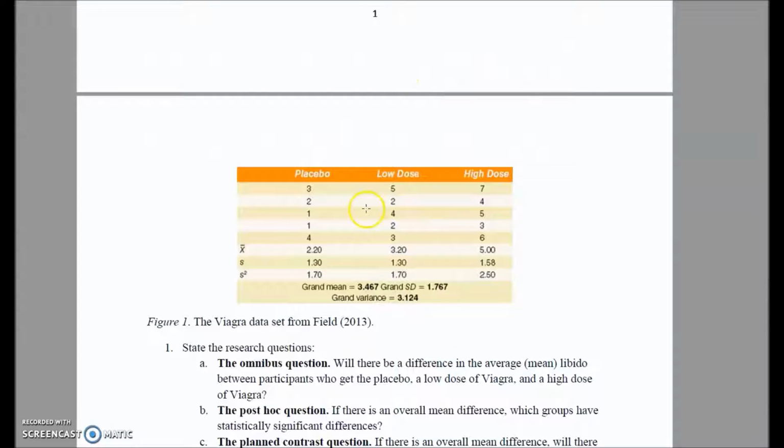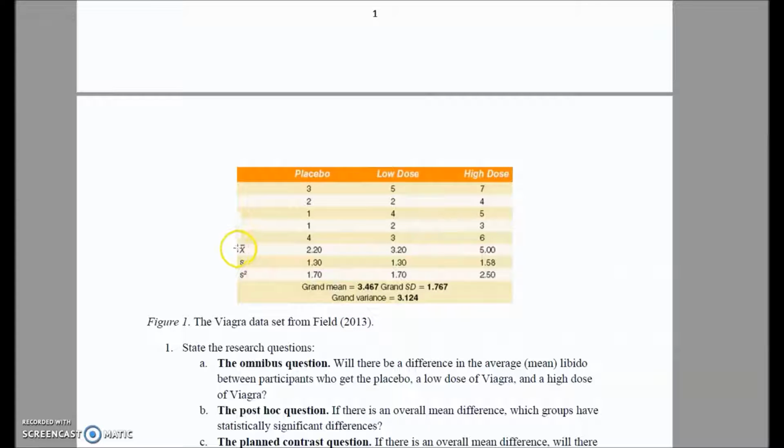Each group has 5 participants. Each of these participants is different, because the same person cannot be in the placebo group and also the low dose or high dose group. This is the placebo group that does not receive any dose, and this is their libido measure. This is the low dose group that receives the low dose of Viagra. This is the high dose group, which received the high dose of Viagra. This is the data set taken from Andy Field.